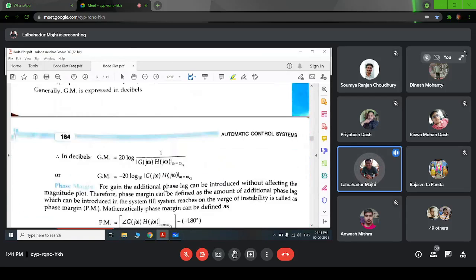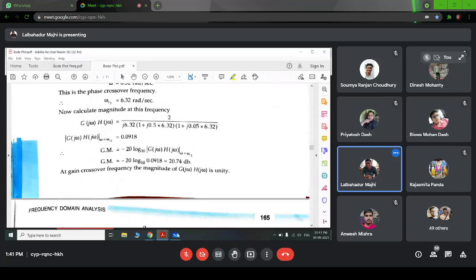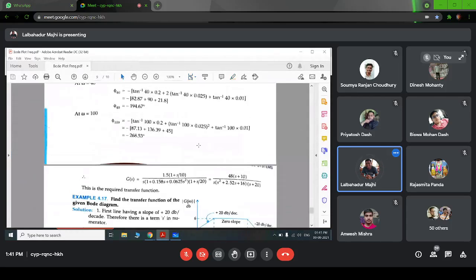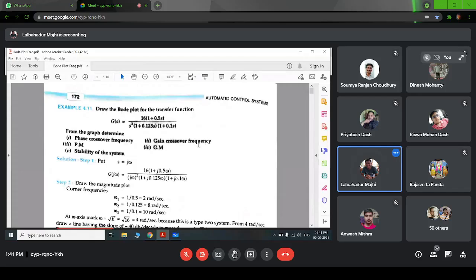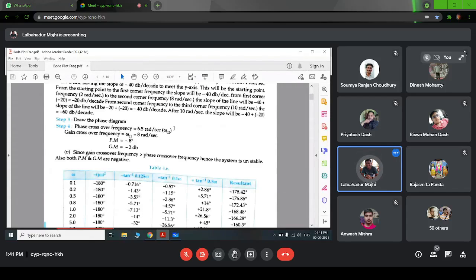So we have already discussed all these things. So let's go to the plotting of the Bode plot. We have discussed this example yesterday.